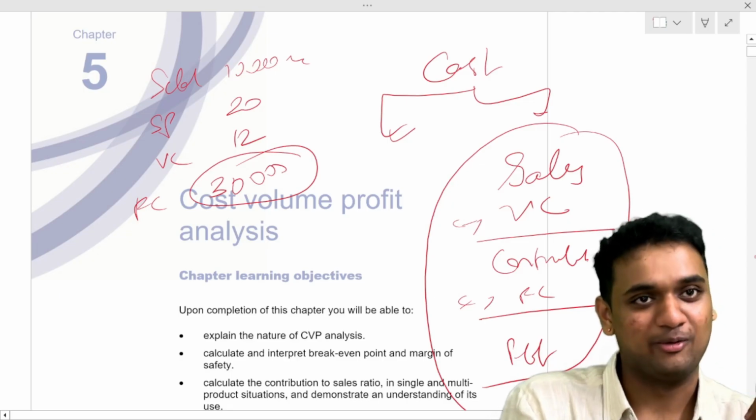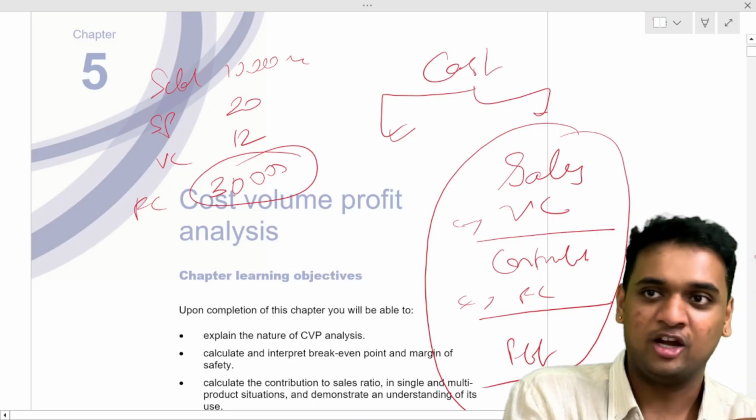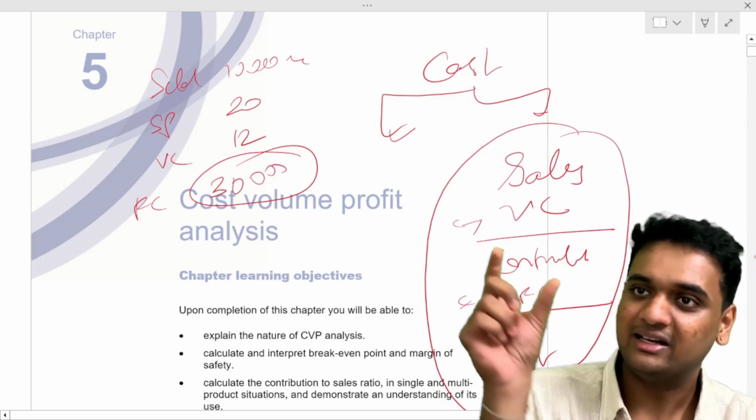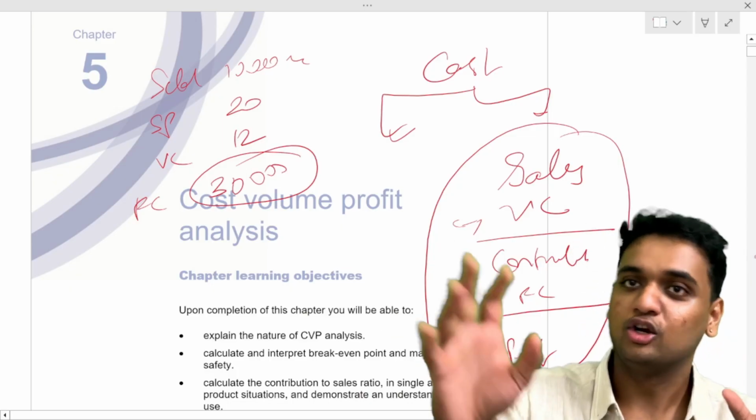Fixed cost divided by contribution. My fixed cost is 100 rupees, divided by contribution per unit, which is 10 rupees. 100 divided by 10, I will get 10 units. So I have to sell 10 units in a month in order to break even.